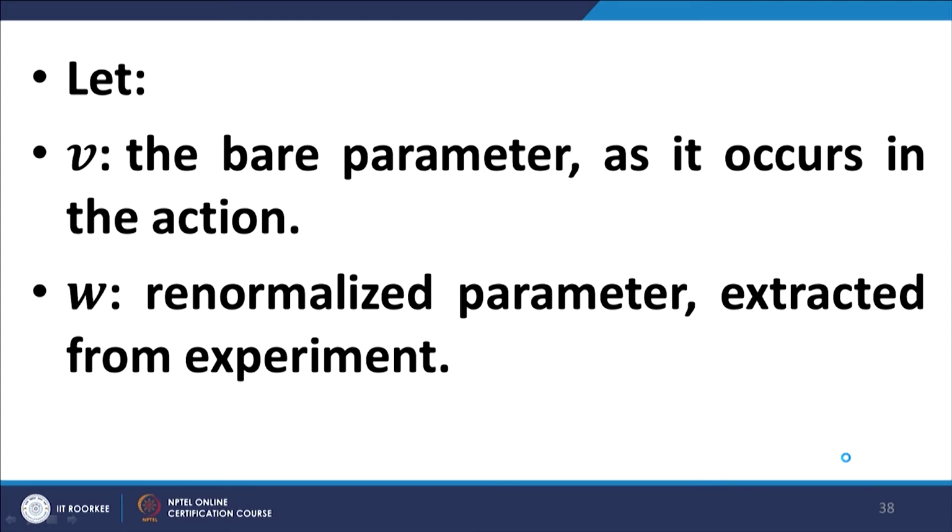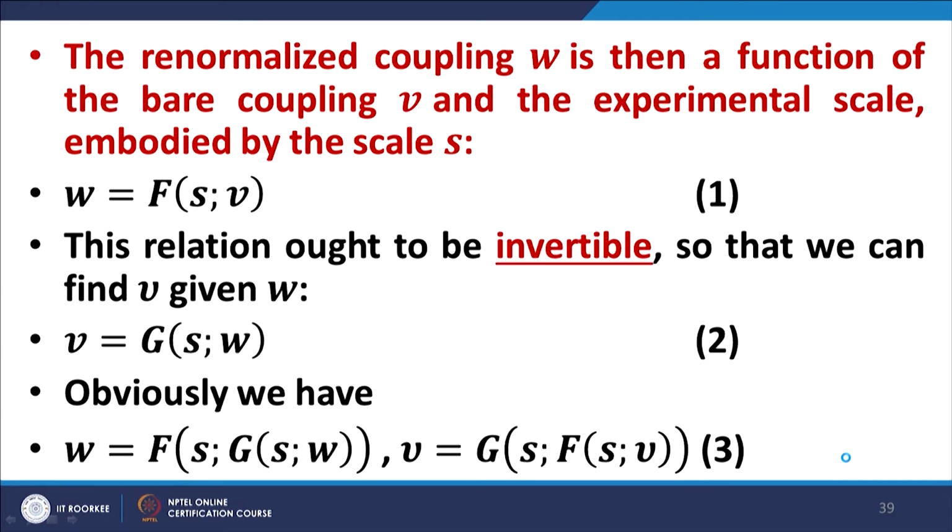V is the bare parameter, W is the renormalized parameter which is extracted from the experiment. Repeat, V is the bare parameter as it occurs in the action, and W is the renormalized parameter extracted from the experiments. Now, the renormalized coupling or the renormalized parameter W would be a function of not only the original parameter, the bare parameter V, but also the scale of energy or such similar factors that we are clubbing together as a scale.